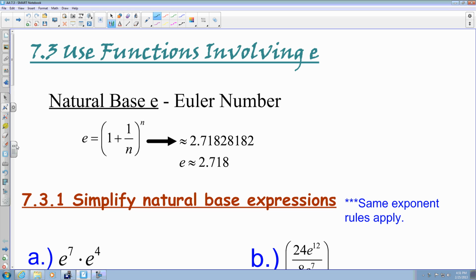All right. We're in section 7.3 where we're using functions involving what is called the natural base e, also called Euler's number. One thing you have to keep in mind, the term e is a number. It's kind of like pi, which is like 3.14 or something. Well, e is an actual value. It's like 2.718 dot dot dot, goes on forever.